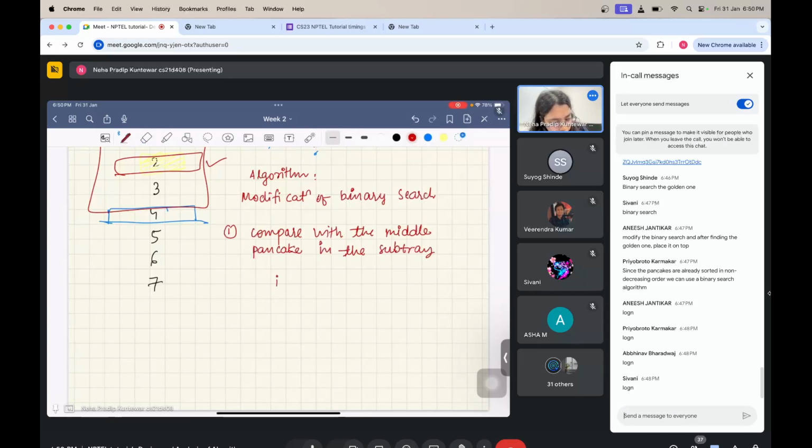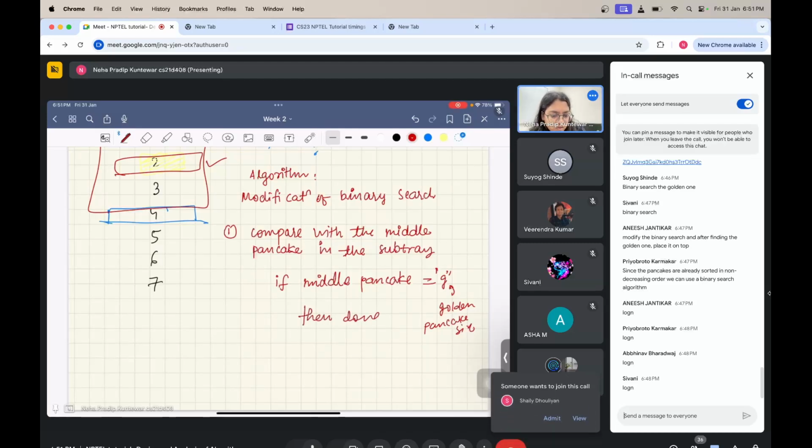So, if the middle pancake is equal to the size of the golden, I'll just call it G, which is the golden pancake size, then you already have your answer. Then done. So anybody would like to complete this?